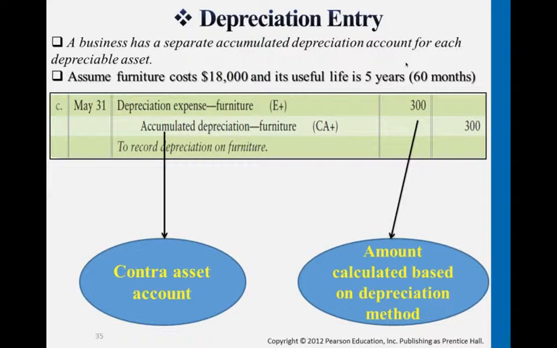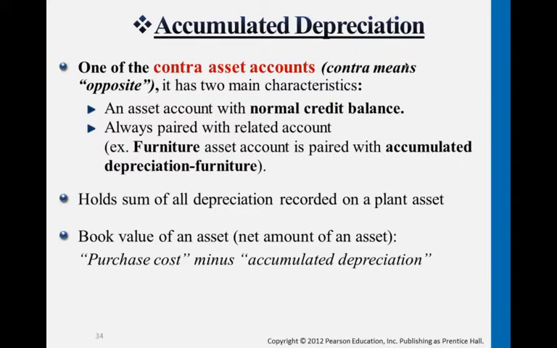Depreciation expense is debited. Remember, whenever an expense accumulates, we debit this account. Accumulated depreciation is a contra asset account. Contra means the opposite. A contra asset is the opposite of a regular asset account, but it still falls under the asset category because it captures the reduction in value of furniture, buildings, machinery, and other long-term assets. Its normal balance is the credit side, but it's still part of the asset family.